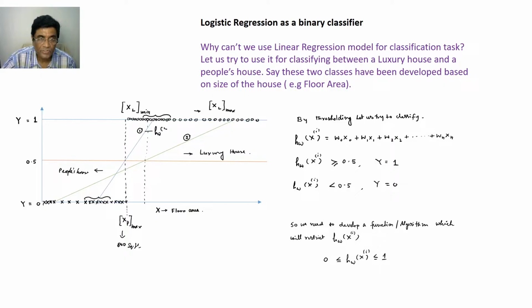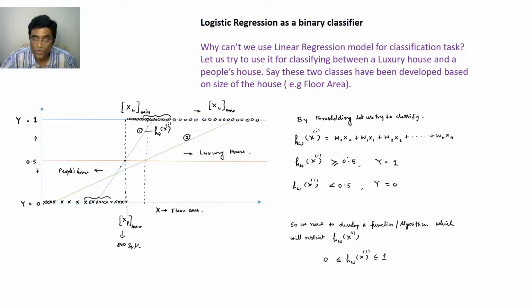So this is your predictor, and you are very happy. I have a predictor, and I have some sample value. If it is here, this is 0.5, cutting this predictor line here, which is less than 0.5. So anything less than 0.5 will be classified as people's house, that is y equal to 0, and anything beyond 0.5 will be classified as luxury house, right?